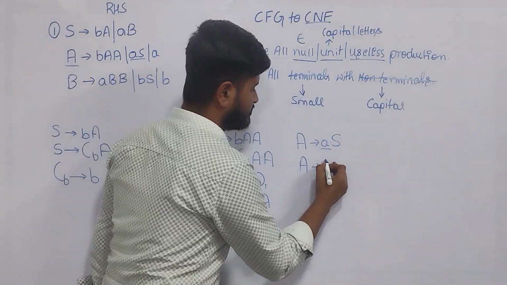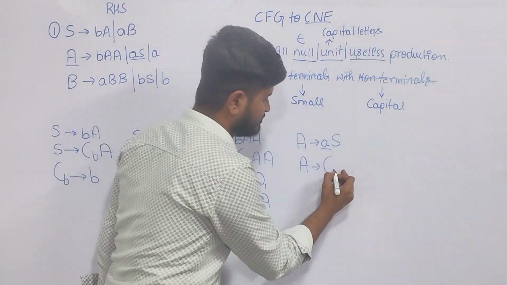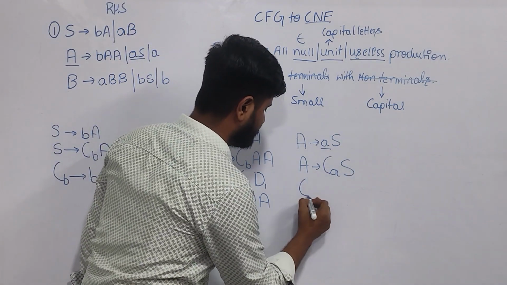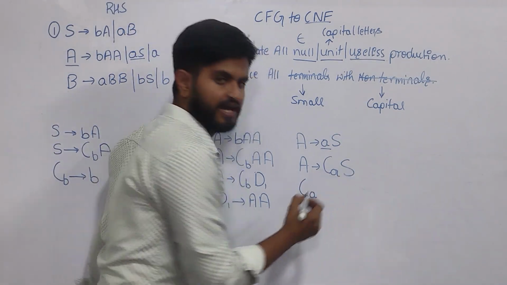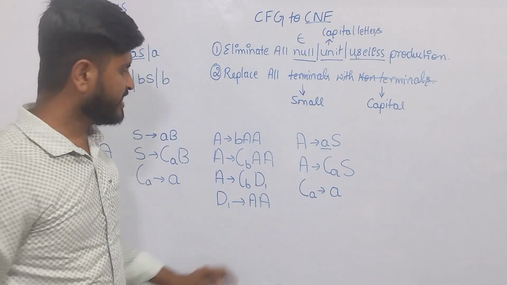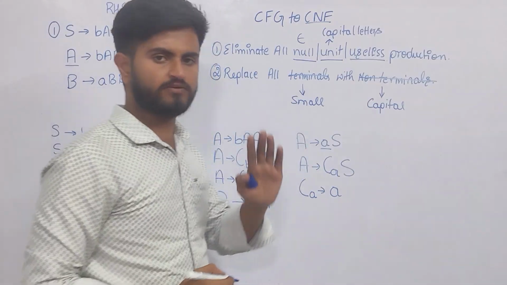A producing capital letter C, small a, capital letter S. Next, capital letter C and small letter A is replacing small letter A. Why I wrote this, I will tell you later.